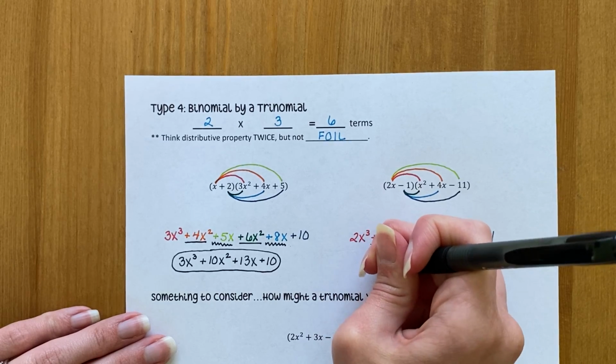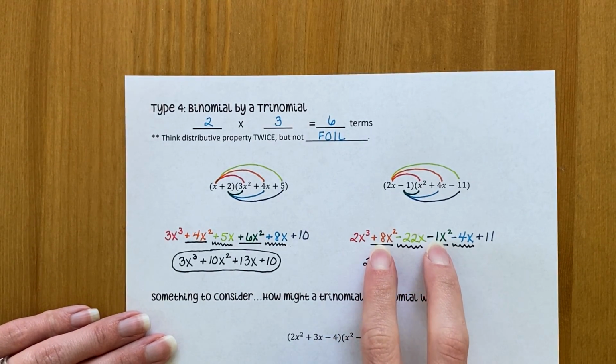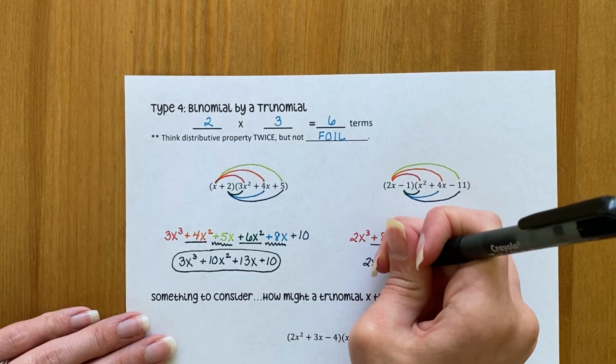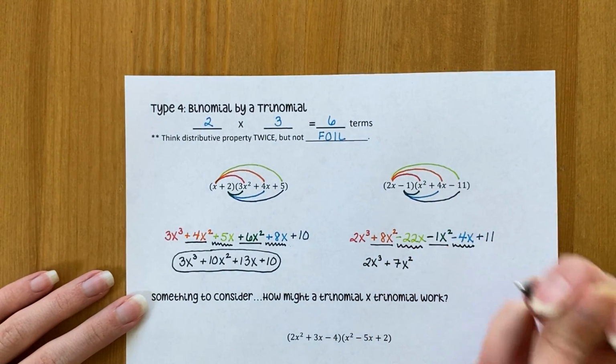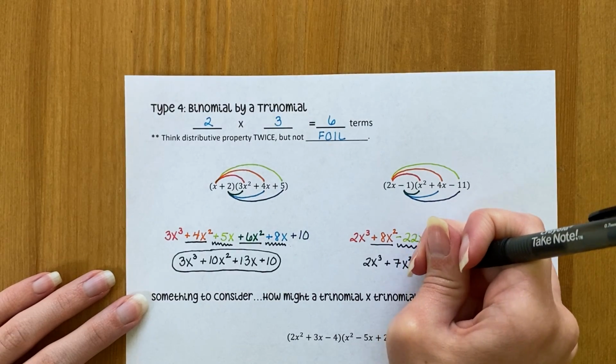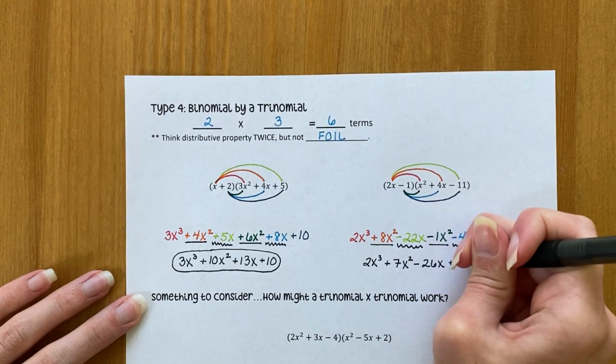So we have 2x cubed. We have these two that'll combine. 8x squared minus 1x squared will make 7x squared. Negative 26x. And positive 11.